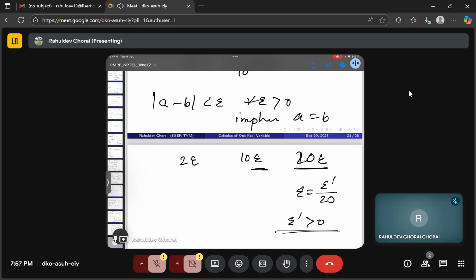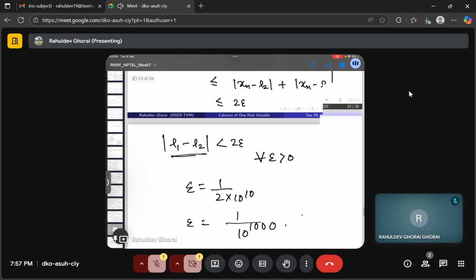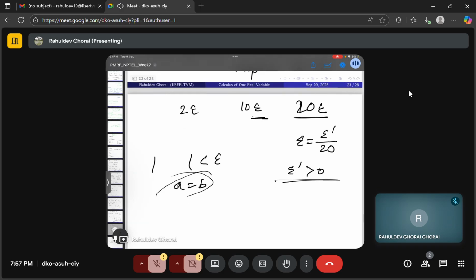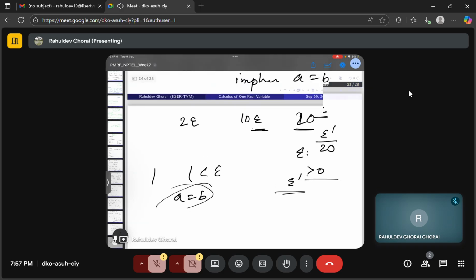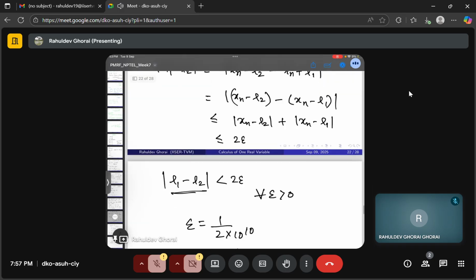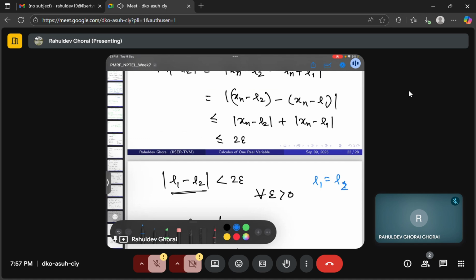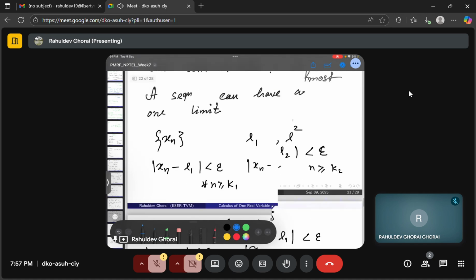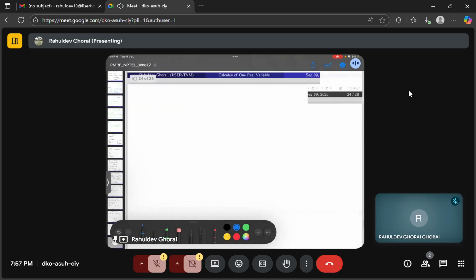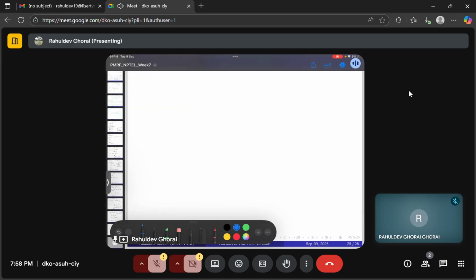So two numbers whose difference is less than epsilon, a very small number, as small as we can make it, that implies they have to be equal. Otherwise, no other way. We don't have any other way than this, a equal to b. So what we got here is L1 is equal to L2. So this type of small things are there. I mean, I have a sequence, I can have at most one limit. I'll not do much theory, but this was one of the things we wanted to say.